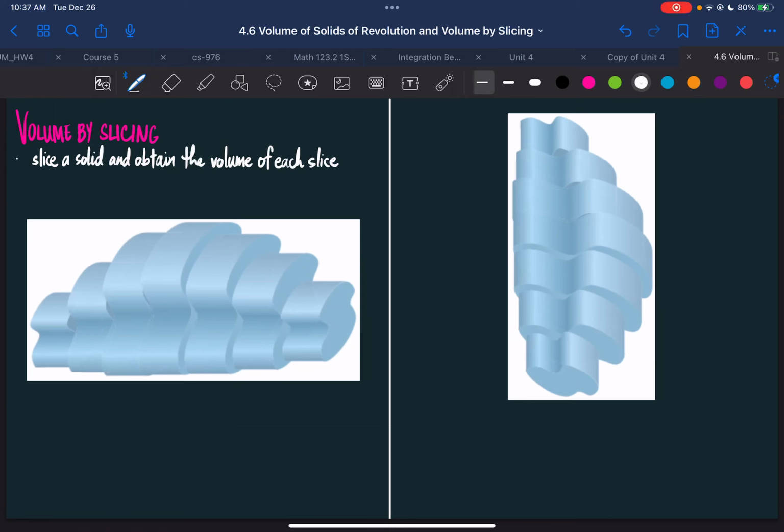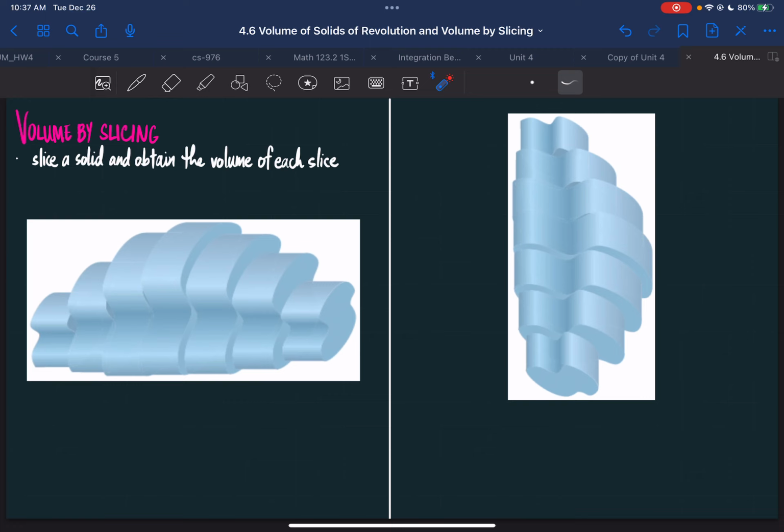Hello kids! In this video, we will discuss volume by slicing. So for my students, you should have watched the first video first, which is the video about volume of solid of revolution. In that video, what we did is starting with a plane region, we revolve that region with respect to an axis of revolution to obtain a solid.